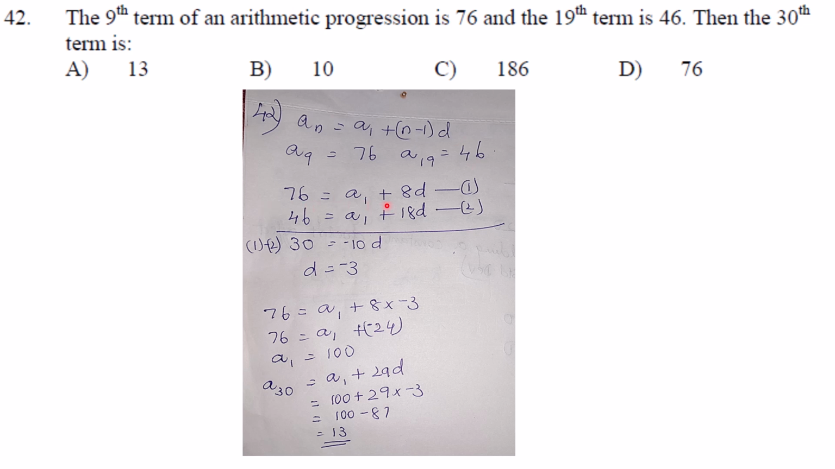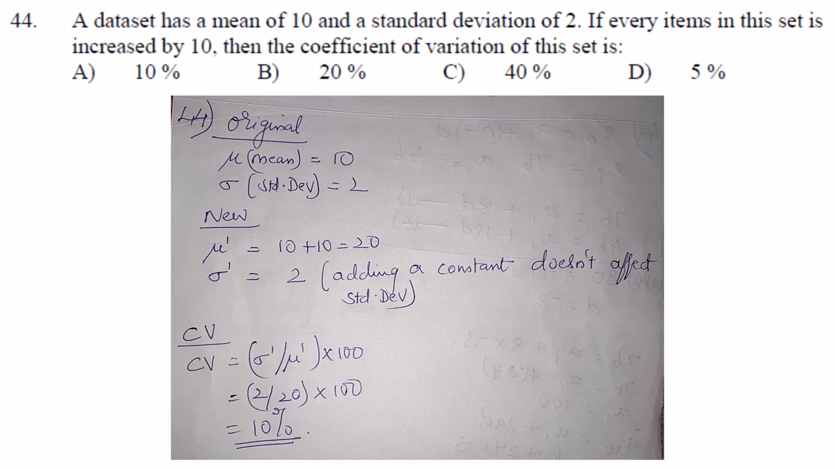76 is equal to a1 plus 8d, that is 9 minus 1, so that is 8d, and 46 is a1 plus 18d. So 46 is the 19th term, so 19 minus 1, it is 18d, and upon subtraction you will get d as minus 3. Substitute the value of d in any of these equations and you will get the first term, that is 100. Now you got the first term, you can find the 30th term, substitute the values, and the answer is 13. Answer is option A.